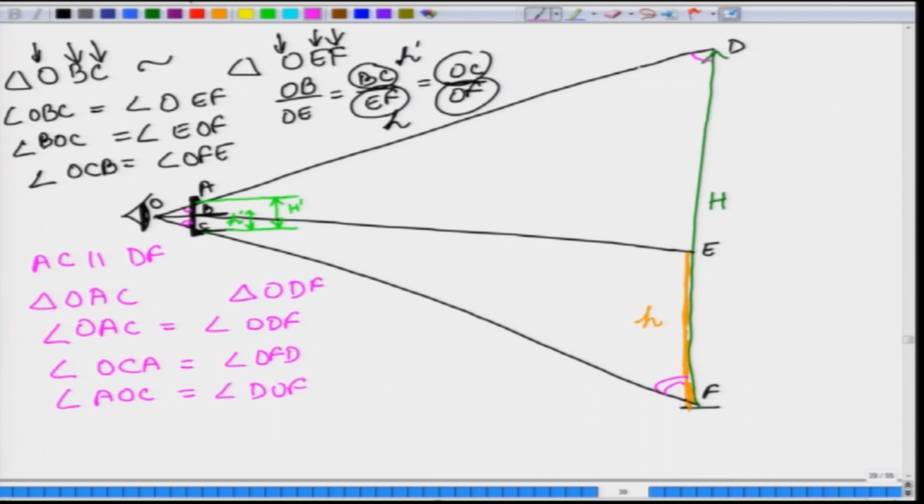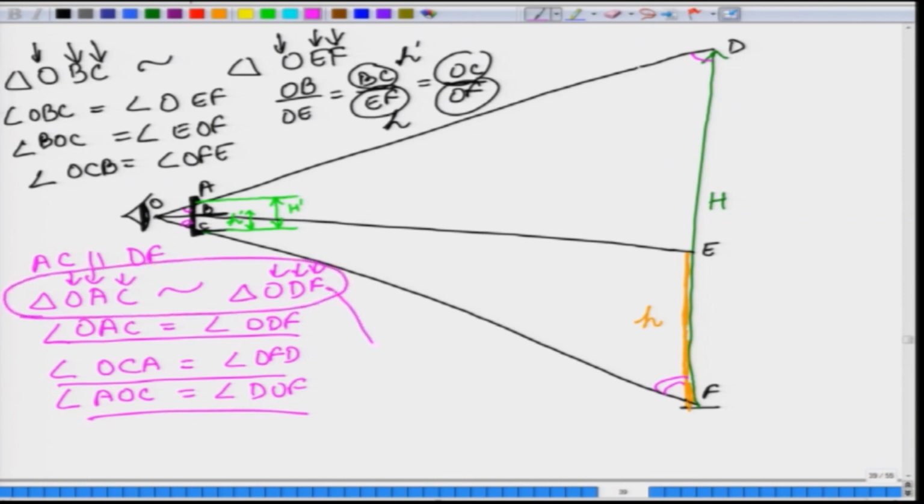So, basically what we are saying is that angle O is the same in both of these, angle A is equal to angle D, and angle C and angle F are equal, which would mean that both of these triangles are also similar. Now, if both of these triangles are similar, that would mean that the corresponding sides are in the same ratio, which means that OA by OD is equal to AC by DF is equal to OC by OF.